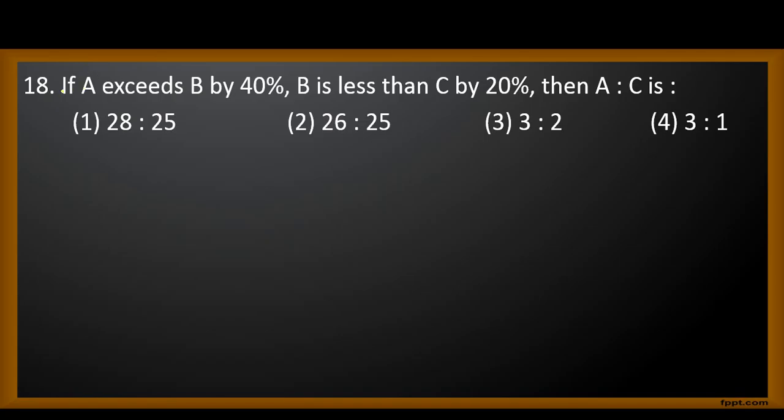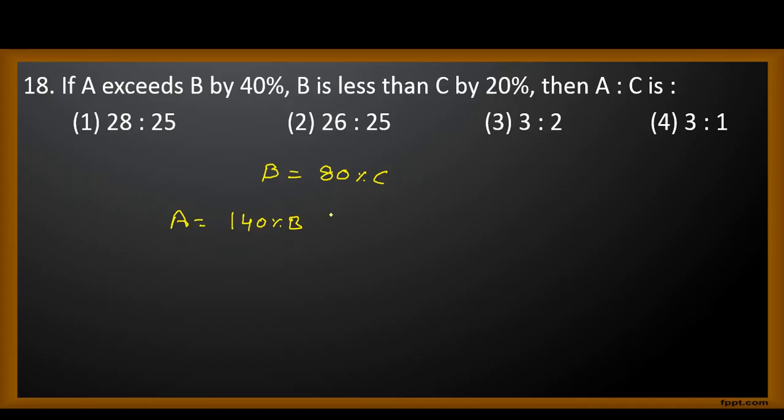Coming to this question, if A exceeds B by 40% and B is less than C by 20%, then A is to C is, what is given here? B is equivalent to 80% of C, because he said that B is less than C by 20%. And what about A? A is equivalent to 140% of B, because A exceeds B by 40%.